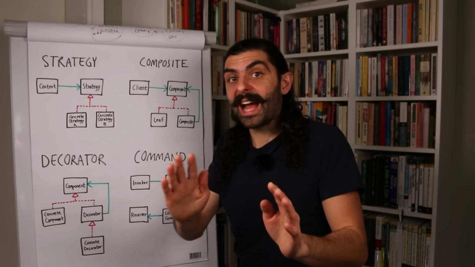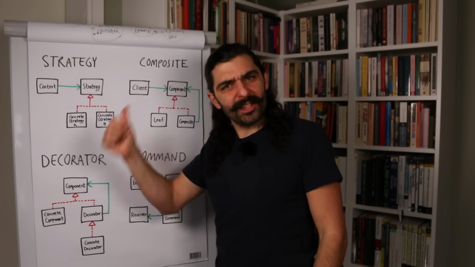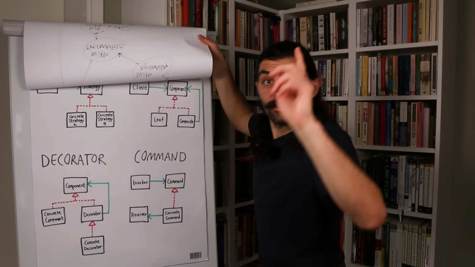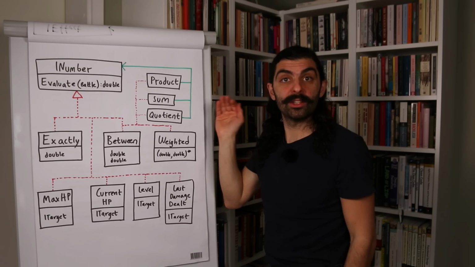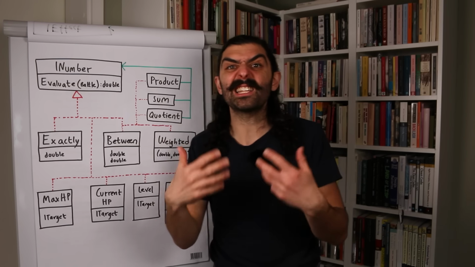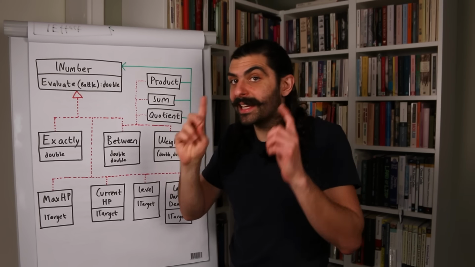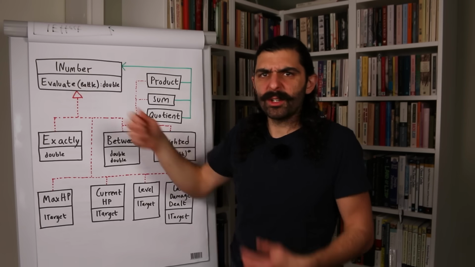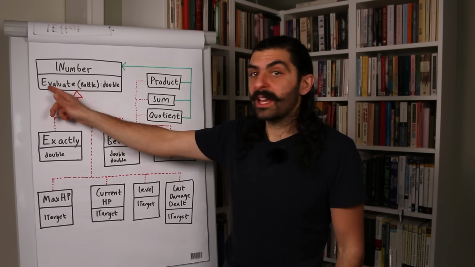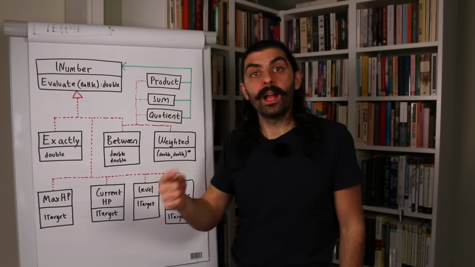Okay, but let's now have a look at where we can see the strategy pattern in the design that we looked at last time. First case of strategy pattern, number calculation strategies. These are different strategies for getting to a number. All of these concrete classes here implement the interface iNumber, which demands that you define a method called evaluate, which takes a battle as input and returns a double as output.